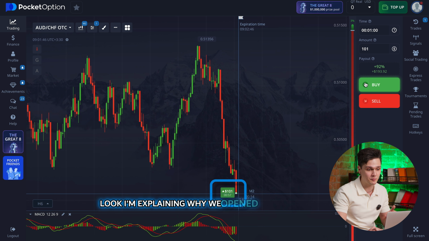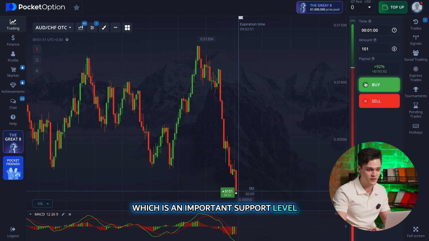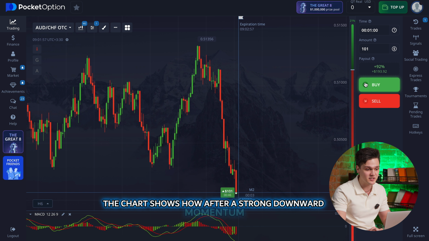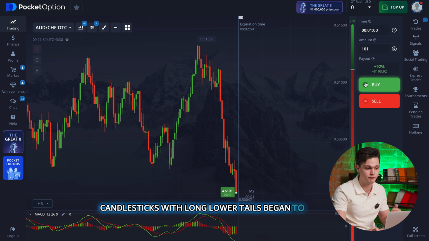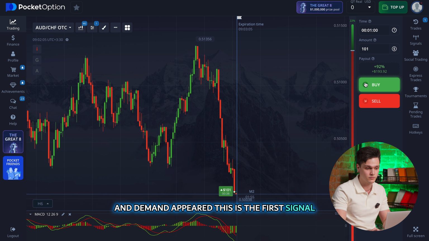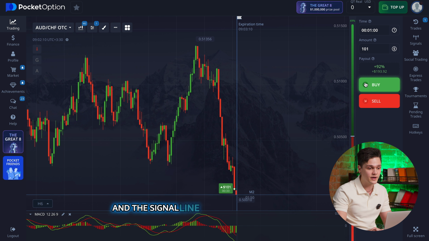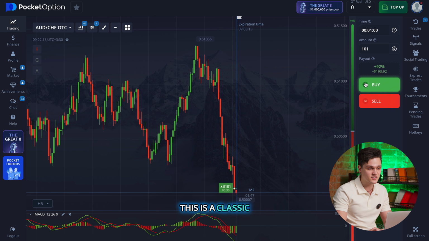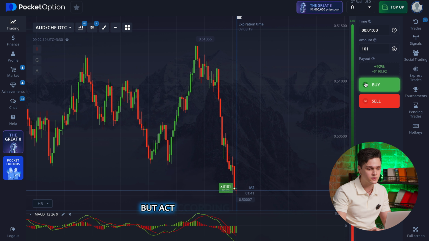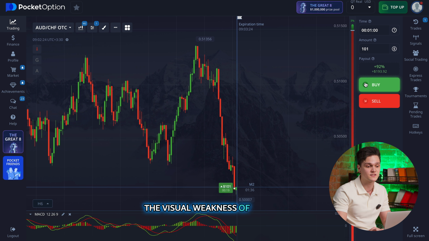Look, I'm explaining why we opened this deal to raise. The price has reached the 0.50 level, which is an important support level that has previously worked as a reversal zone. The chart shows how, after a strong downward momentum, candlesticks with long lower tails began to form, indicating that the sellers stopped and demand appeared. This is the first signal. Now we are looking at the MACD indicator. The histogram begins to shrink, and the signal line is approaching a reversal. This is a classic sign that the downward momentum is losing strength. We do not enter simply in hope, but act according to the system. A strong level, confirmation by the oscillator, the visual weakness of sellers.